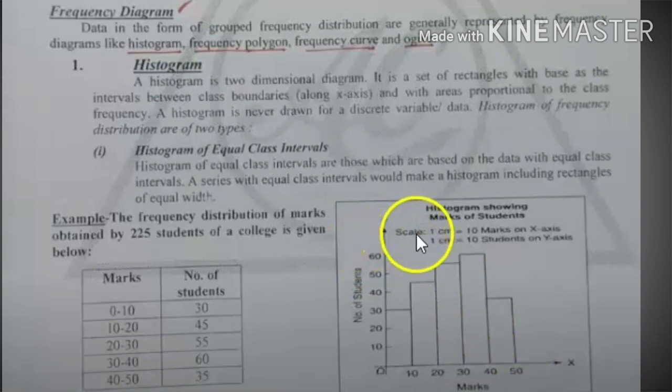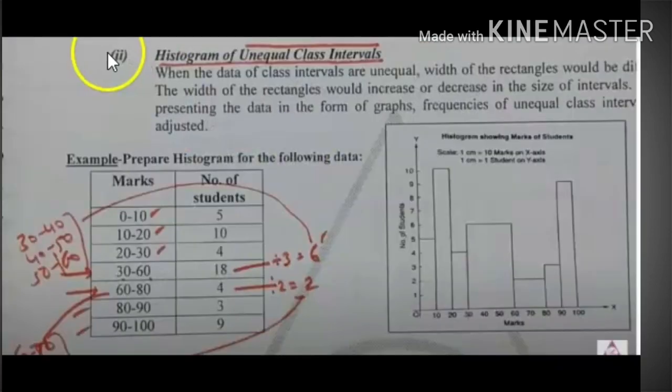It's a scale. You can say 1 centimeter is equal to 10 students on the y-axis and 10 marks on the x-axis. So this is a histogram for equal class intervals. Next is the histogram of unequal class intervals.